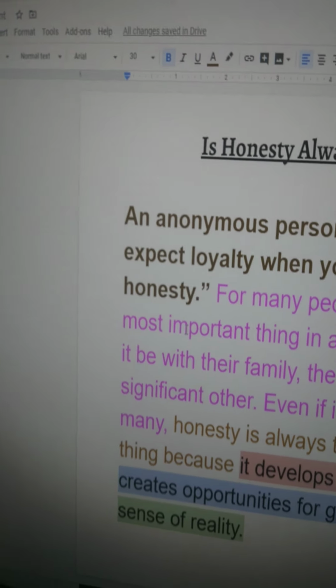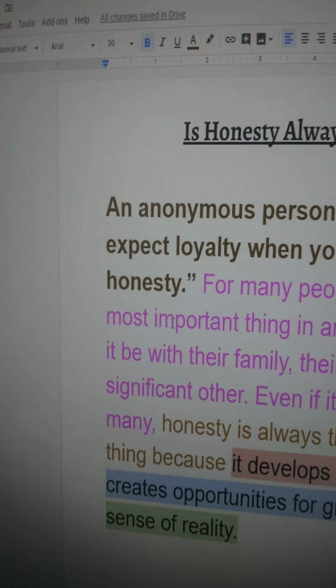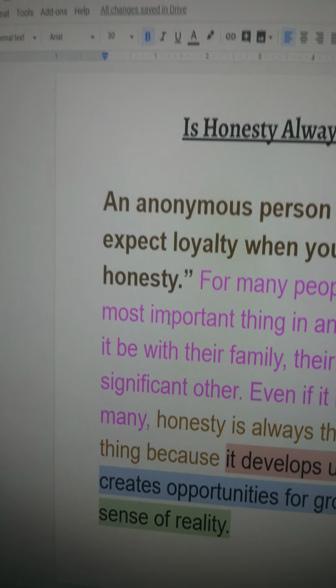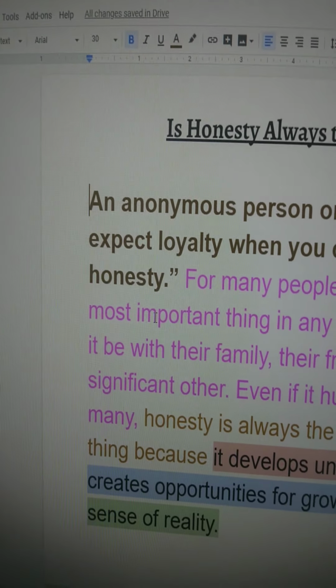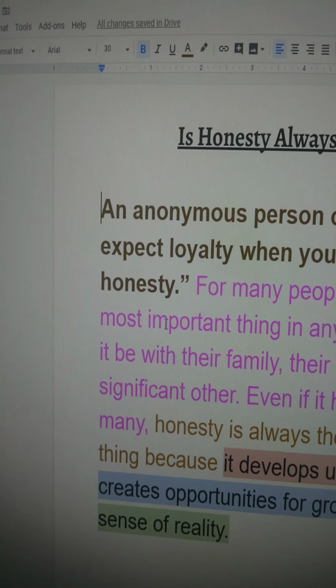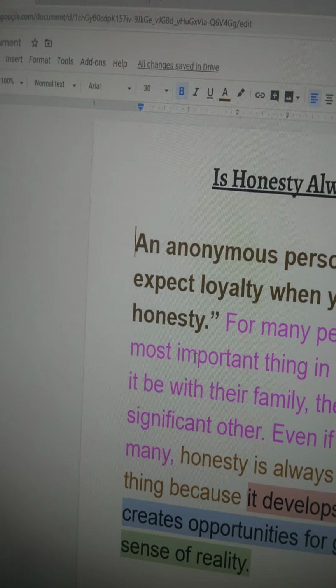So once you have your hook, just keep talking. It is a natural conversation you're having on paper. If you read your writing and it sounds like you're talking, you're doing it right. It has to be natural.